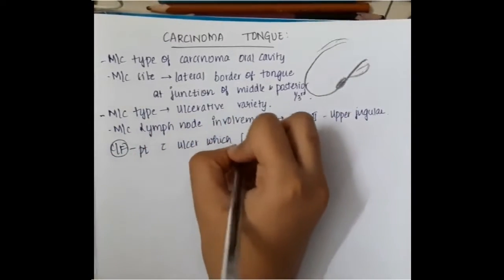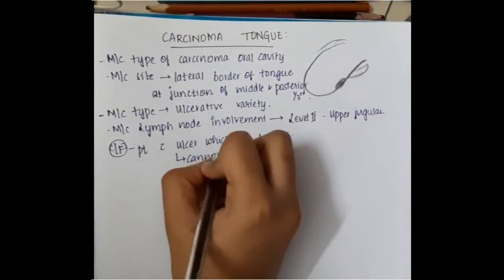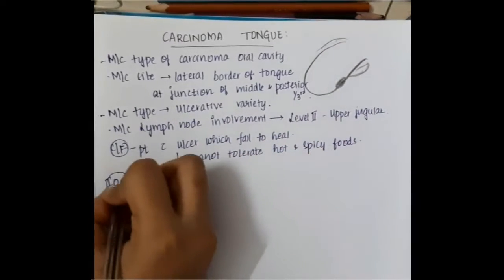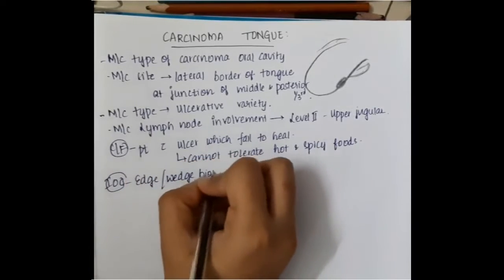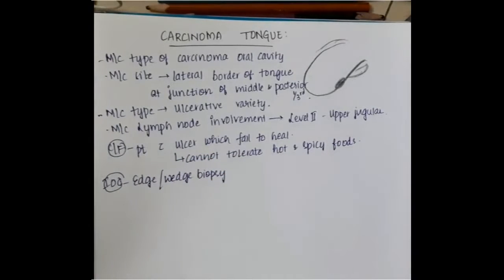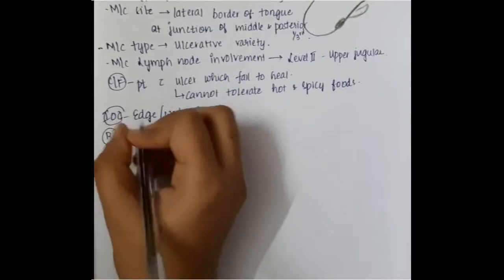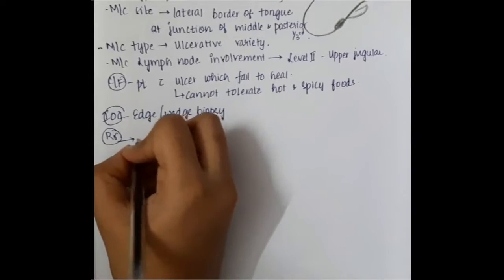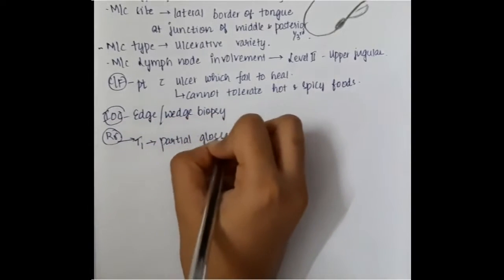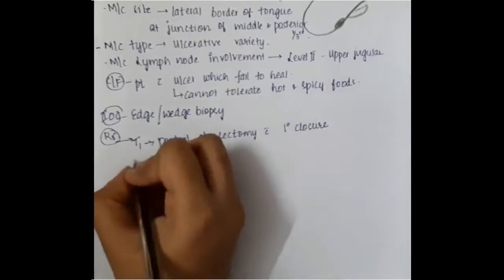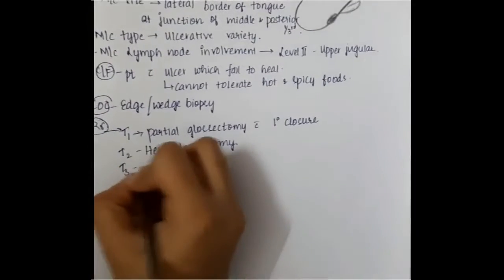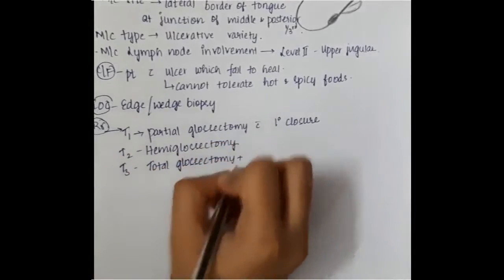Clinical features here: the patient presents with an ulcer which fails to heal, and the patient cannot tolerate hot and spicy foods. The investigation of choice is edge or wedge biopsy. If you see the treatment, if it is T1, you should do partial glossectomy with primary closure. If the stage is T2, then hemiglossectomy is done.